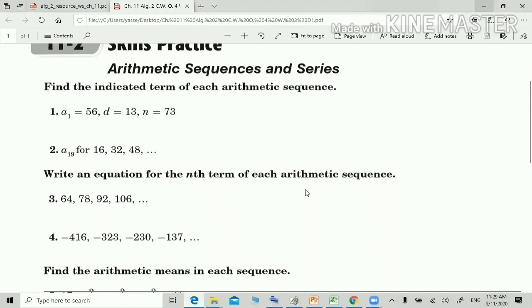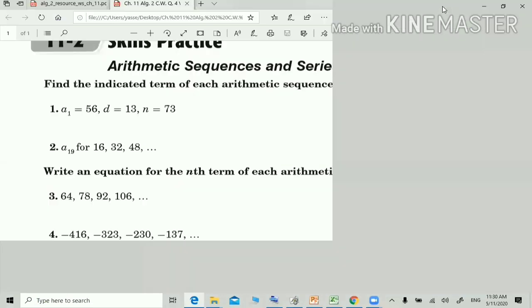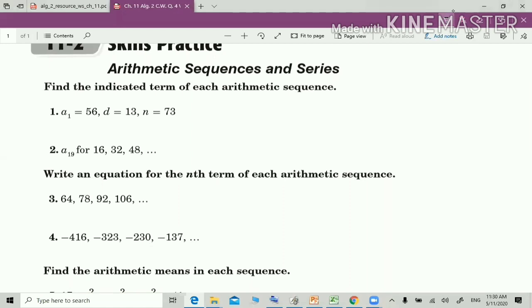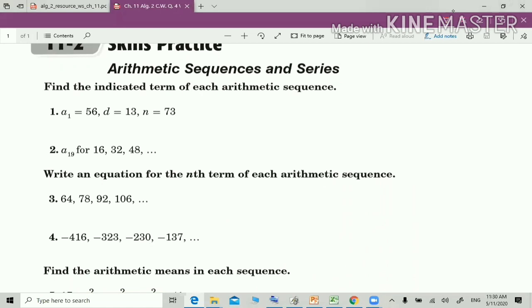That is your book. It is asking you, look here, find the indicated term of each arithmetic sequence. Just a second. Yeah, come, let's start here.